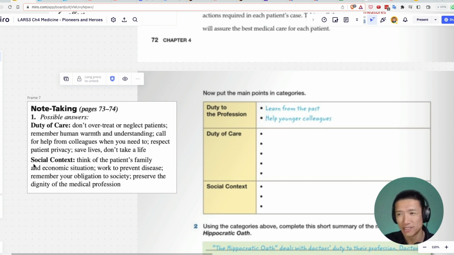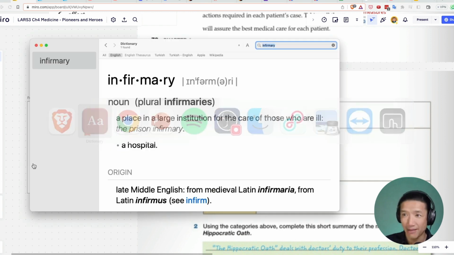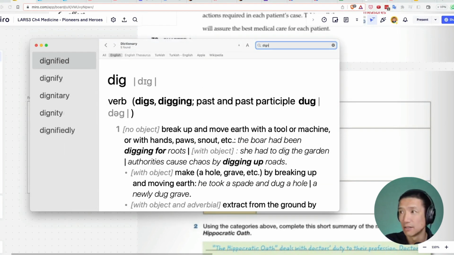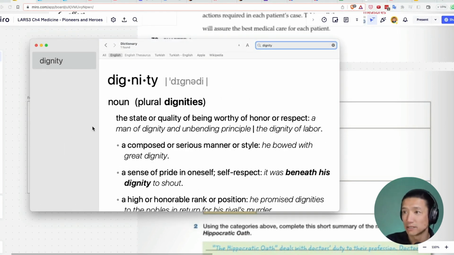Okay? What does that mean? Preserve the dignity. Dignity. Does anybody have dignity these days? No. Especially not in politics. The state or quality of being worthy of honor or respect. Okay? You can have dignity so that other people honor you and respect you. Okay? You can have dignity in your profession as a teacher.